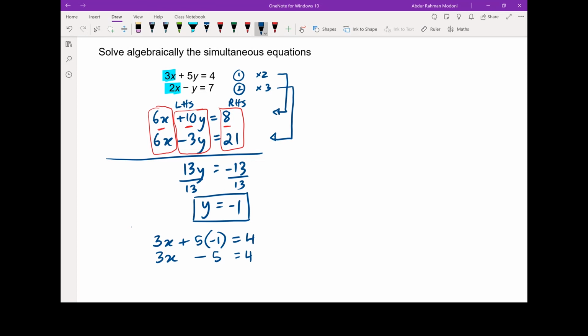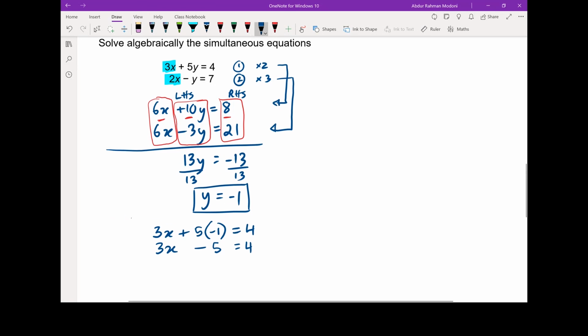Ask ourselves what's happened to x. Well, x has been multiplied by 3 and then had 5 subtracted to equal 4. So let's add 5 to both sides, and that would get us to 3x is equal to 9. And then let's divide by 3 on both sides, and that gets us x is equal to 3. So we found that the answer to this is x equals 3 and y equals minus 1.